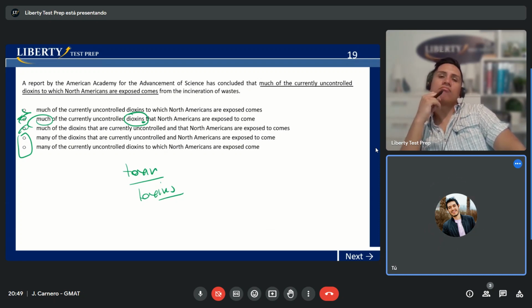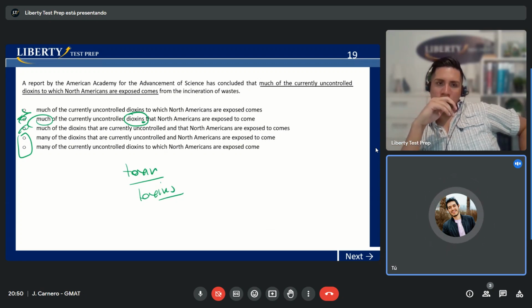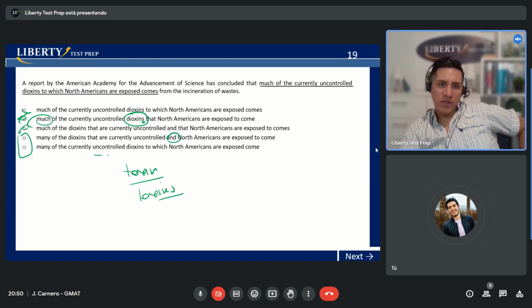Maybe the one that changes the meaning the least is letter E, so it could be letter E. Because in letter D they said "many of the dioxins are currently uncontrolled, and North Americans are exposed to" come from this range of ways. Here you have to check meaning, parallelism, and concision. And you have to check the original one also. There are several things you need to check in there.